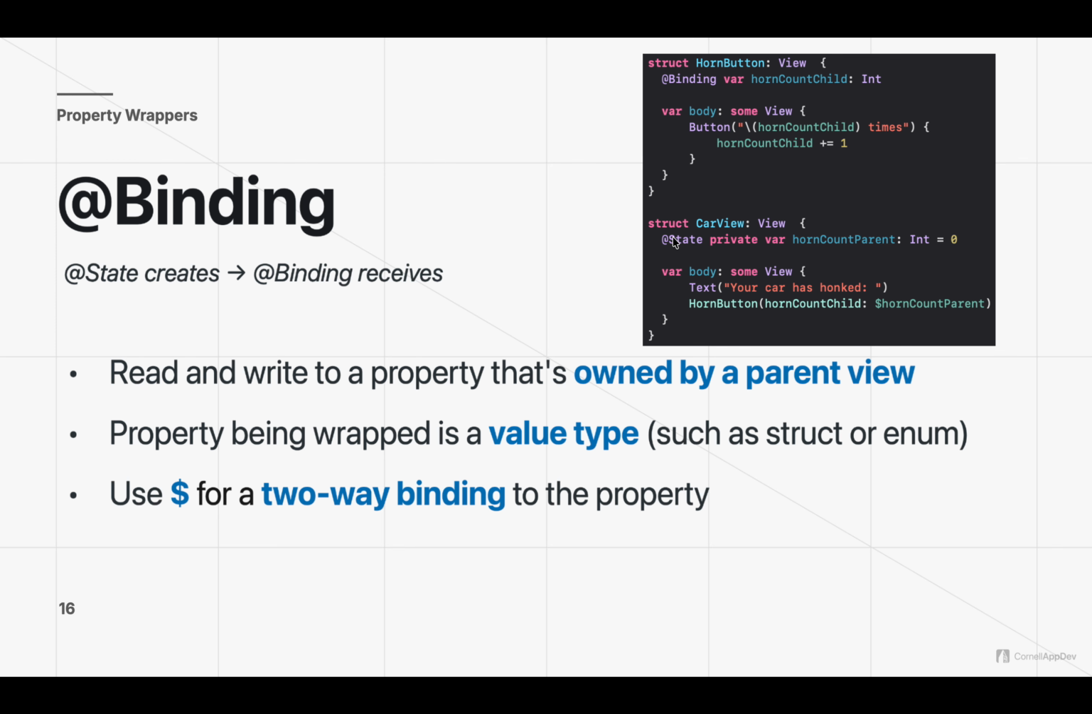So we have a car, right? And then we have a horn count, which we use an @State for. And so this car view owns this horn count. And then we have this horn button, and we're passing in the parent horn count. We use a $ sign to establish the two-way binding. And then you see this has a horn child count. This is going to be @Binding. So this is receiving this, and then when we click this button, it's going to increment it, and that's also going to reflect here. That kind of makes sense.